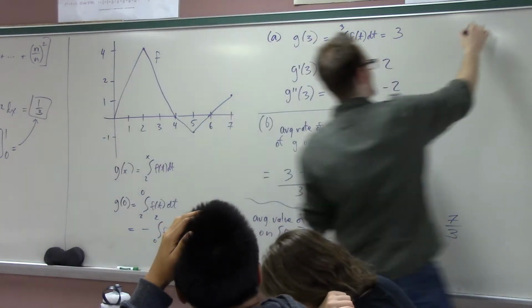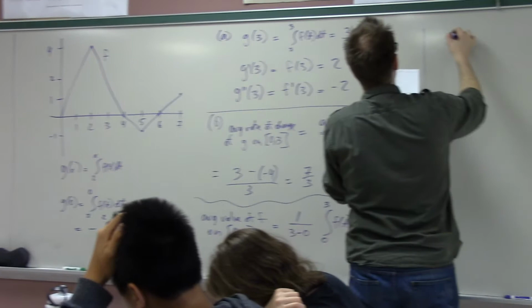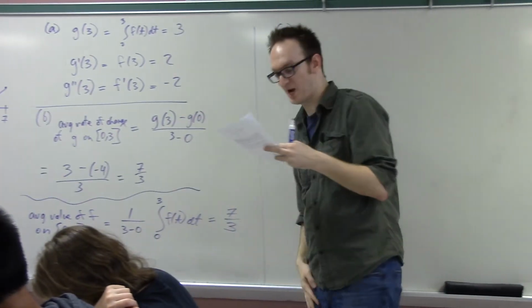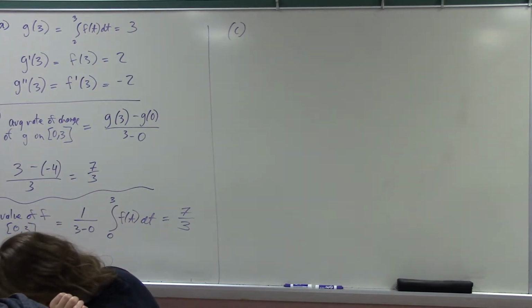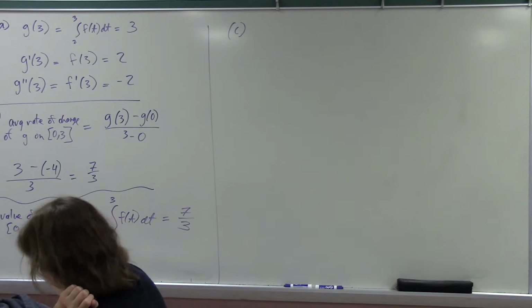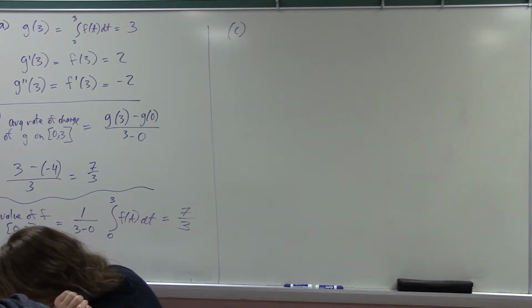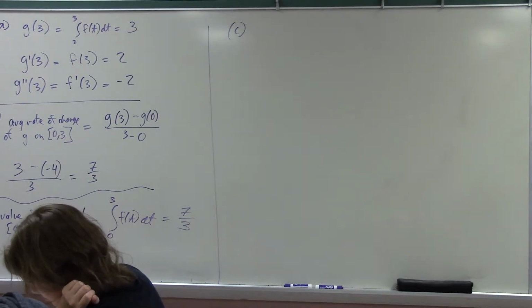Okay, more. Part C. Now comes another kind of abstract sort of question. For how many values of C on the interval 0, 3 is G prime equal to the average rate found in part B? Can we just do this? Can someone translate this strange language for me?